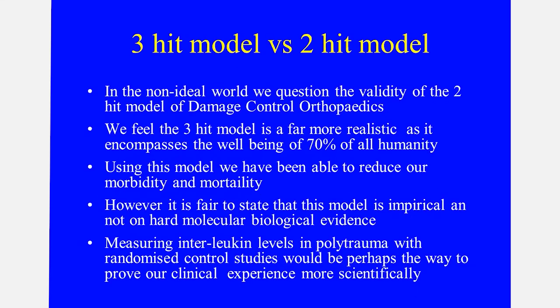So if we look at the 3-hit model versus the 2-hit model, in an ideal world we can all follow the 2-hit model, but in the non-ideal world where many of us live, we don't think the 2-hit model really is the correct model of damage control orthopedics. We feel our model is much more realistic, as it encompasses about 70% of all of humanity. And we have shown that with this model, we can reduce our mortality.